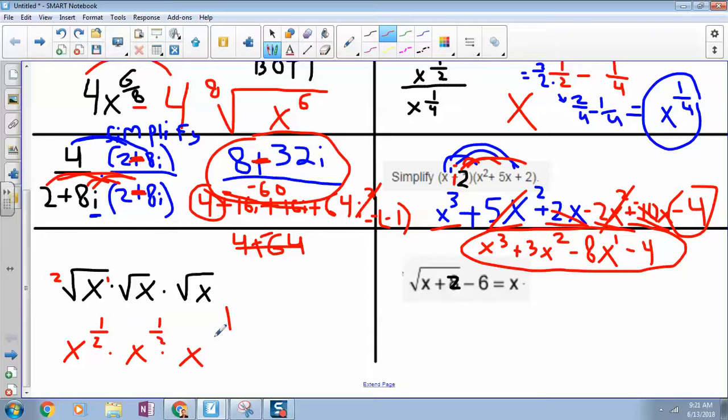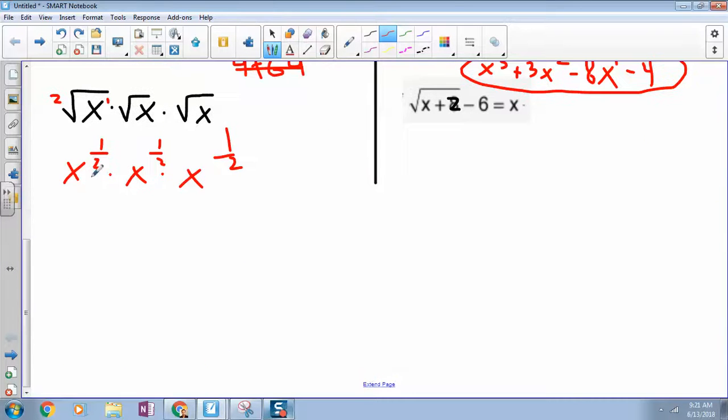So remember, when we multiply exponents, we add them, right? So all you have to do is 0.5 plus 0.5 plus 0.5 would be x to the power of 1.5 or 3 over 2. However you want to write it.